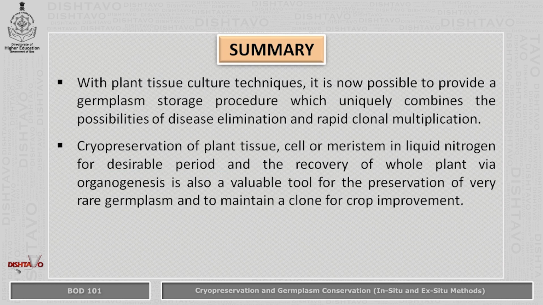To summarize, with plant tissue culture techniques, it is now possible to provide a germplasm storage procedure which uniquely combines the possibilities of disease elimination and rapid clonal multiplication. Cryopreservation of plant tissue, cell or meristem in liquid nitrogen for desirable period and the recovery of whole plant via organogenesis is also a valuable tool for the preservation of very rare germplasm and to maintain a clone for crop improvement.